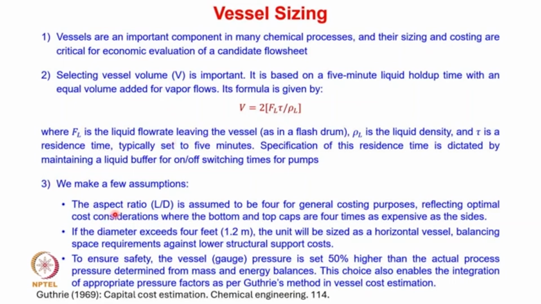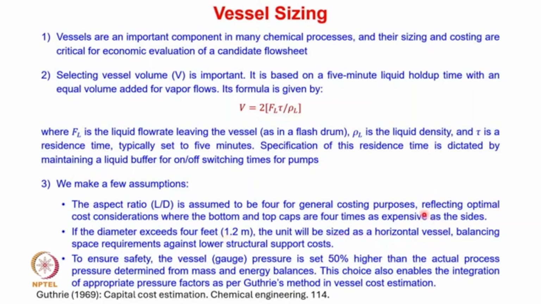So in this case again, we also make different assumptions here, like the aspect ratio L by D is assumed to be 4 for general costing purposes. So what it reflects? It reflects that we are considering the cost of the bottom and the top caps as 4 times as that of the side. So that is what we are assuming when we are taking L by D equals to 4. So if the diameter exceeds 4 feet, let's say the diameter of the vessel is more than 1.2 meter or 4 feet, in that case we are considering this design as a horizontal vessel.